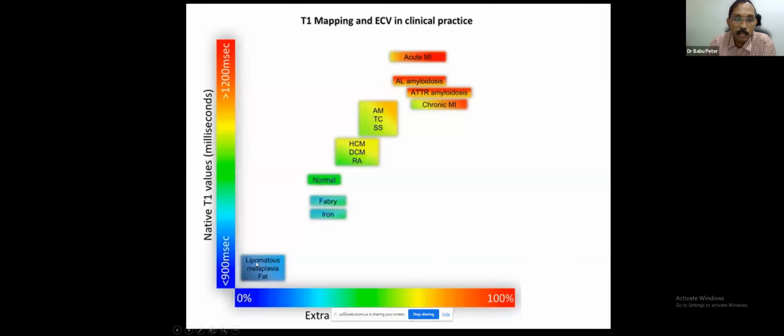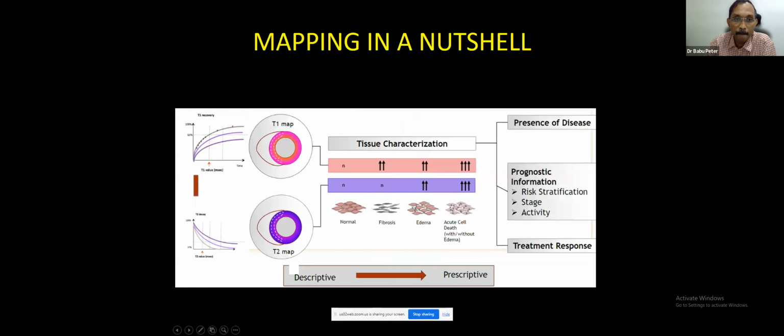And to sum up, T1 values are significantly increased in acute myocardial infarction, amyloid light chain amyloidosis followed by ATTR amyloidosis, then chronic MI. It is also increased in other causes like hypertrophic cardiomyopathy and dilated cardiomyopathy. Decreased values are seen in fat-rich tissue, iron, and due to fat.